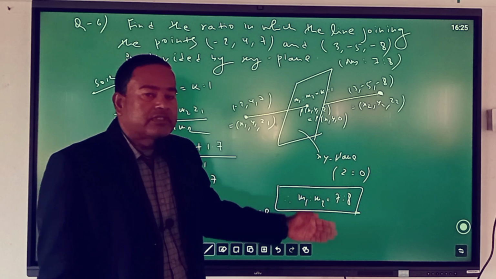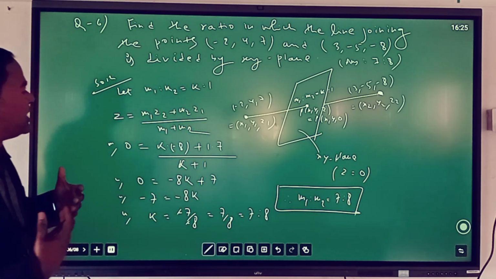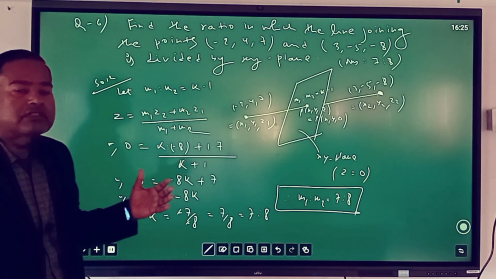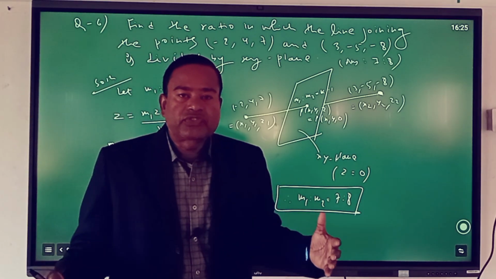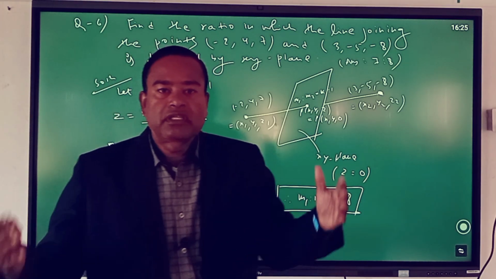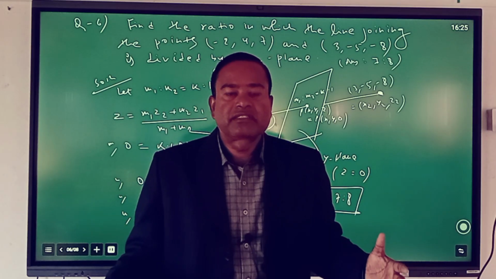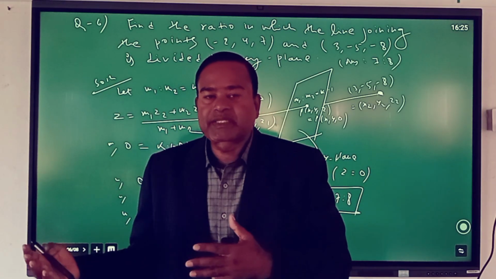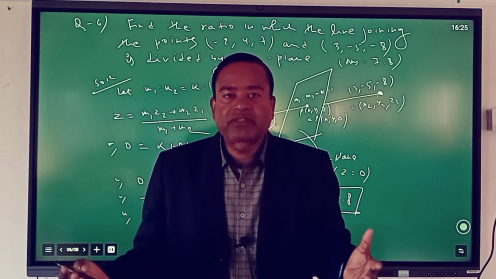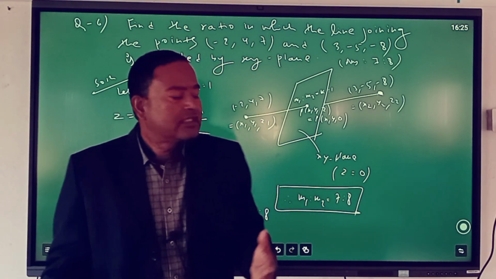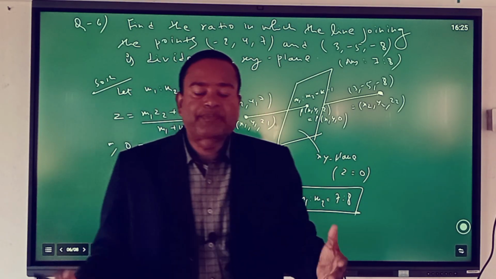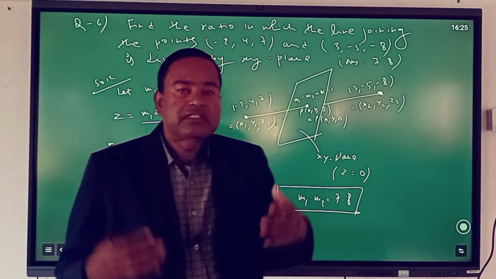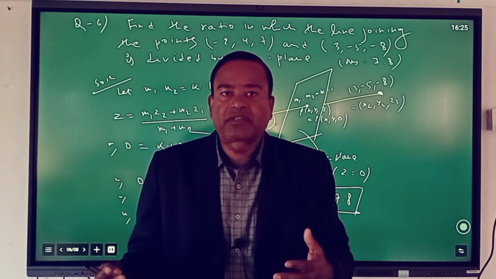m1 is to m2. So dear students, I hope that you have understood how to find out the ratio if a plane divides the join of two points. It may be xy plane or yz plane or zx plane. So in case of xy plane, we take the value of z as 0. If the plane is given yz plane, then we have to take x value 0, and if the plane is given zx plane, then we have to take the value of y as 0.